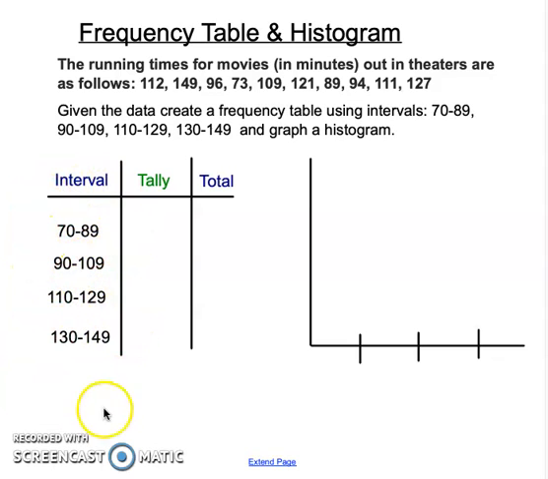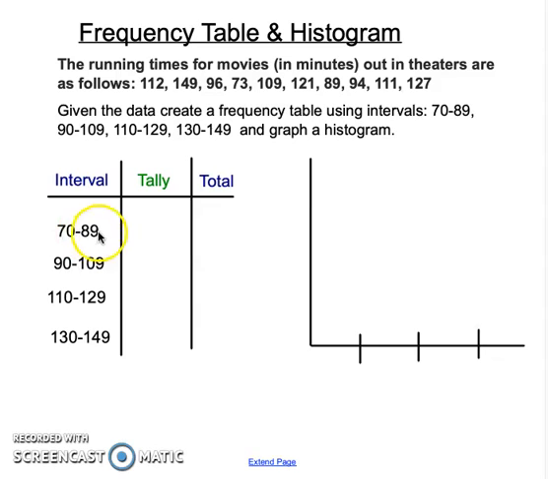Like I said, that was done for us, so that's not a step we had to do here. But when you're creating your own histograms, you might need to decide how wide you want your intervals to be. And again, a good rule of thumb is between 3 and 5 intervals. Now that I have those intervals down, I'm going to look for how many tallies go in each interval.